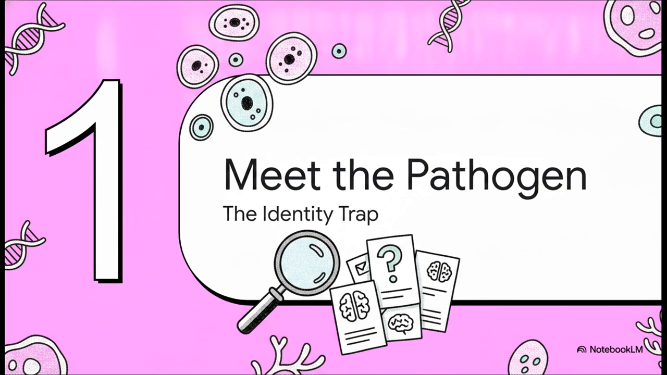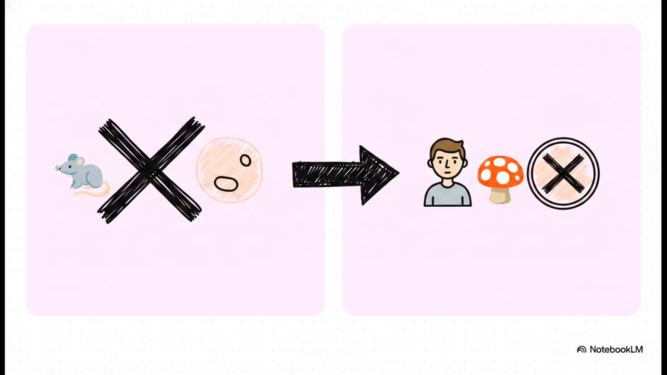Section 1. Meet the pathogen and the identity trap. Now, examiners love to test if you've updated your mental flashcards. Older textbooks called this bug a protozoan named Pneumocystis carinii. But thanks to modern molecular techniques, they actually reclassified it as a fungus. And specifically, P. carinii only affects rats. The human-specific species is P. jirovecii. Because it's a fungus, its cell wall contains beta-D-glucan.